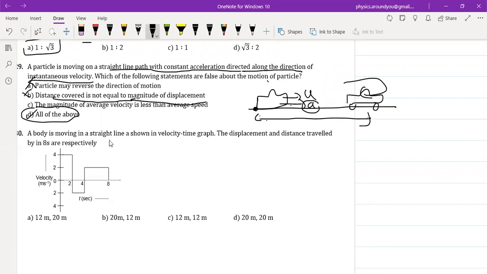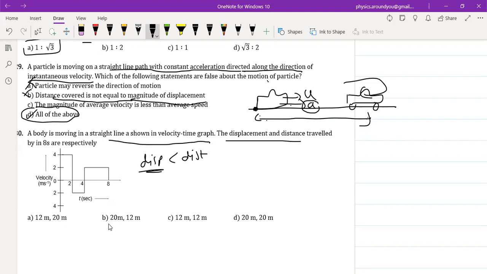Now, question number 30, the last question for the paper. A body is moving in a straight line as shown in the VT graph. What is the displacement and the distance? I just have a look at the graph. We know displacement is always lesser than the distance. Reason? For displacement, we calculate the area as negative. For distance, we add all the areas without considering the negative part. So displacement should be lesser than distance.